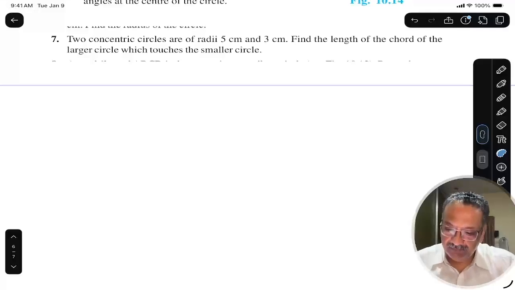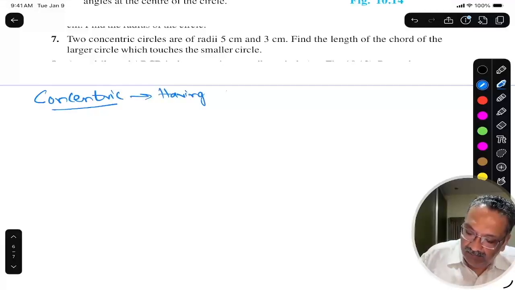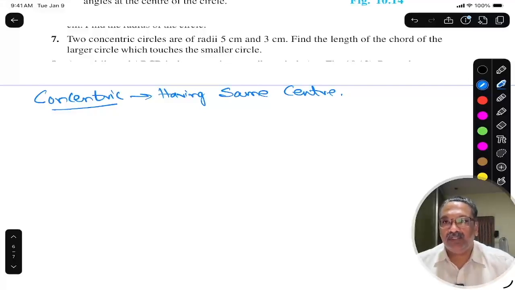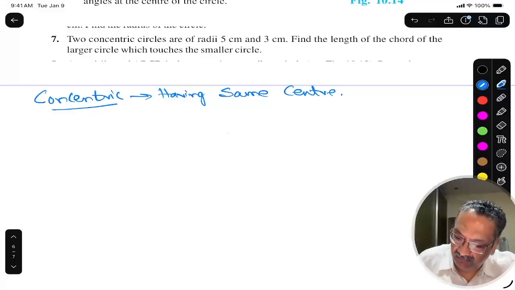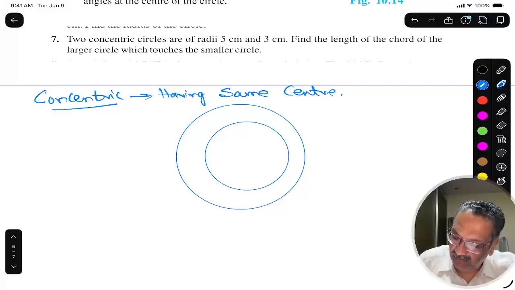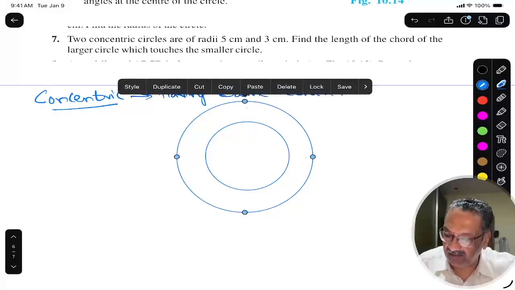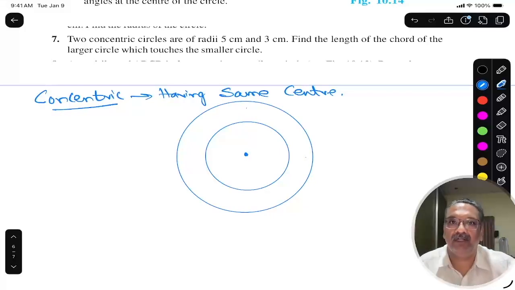Okay, sub question number 7. Two concentric circles. Concentric means having the same center. So there are two circles having the same center. Okay, so I will draw two circles and one more circle. So these two are concentric circles, which means they have a common center. Alright, now they are of radii 5 centimeter and 3 centimeter.